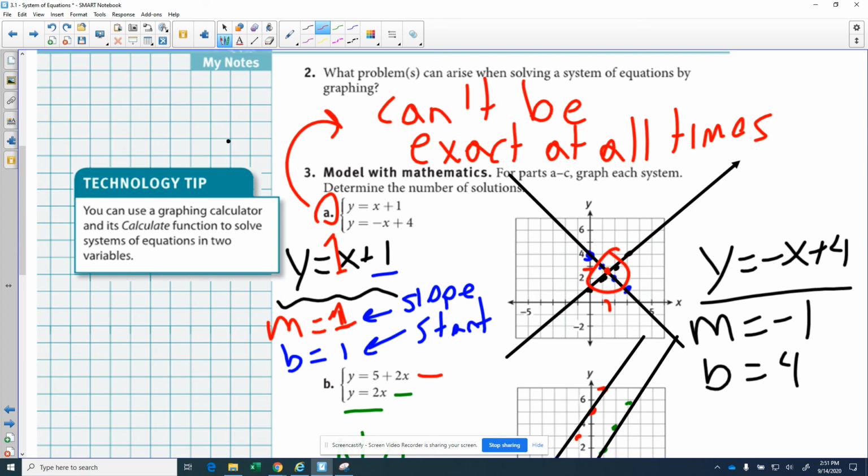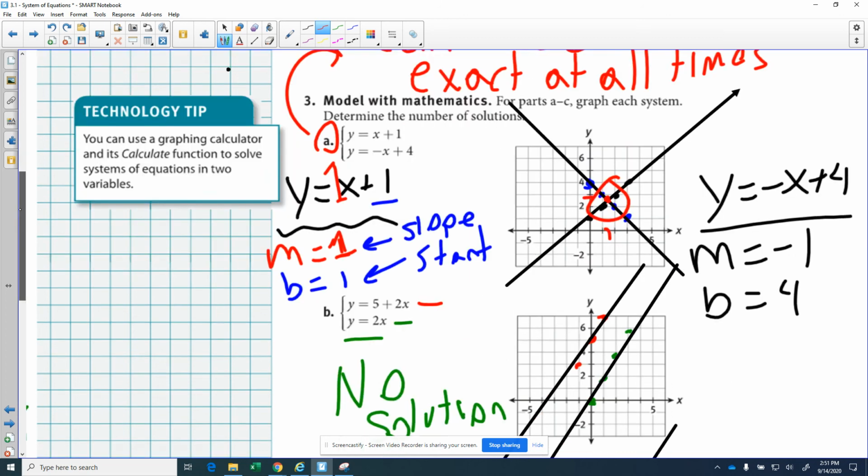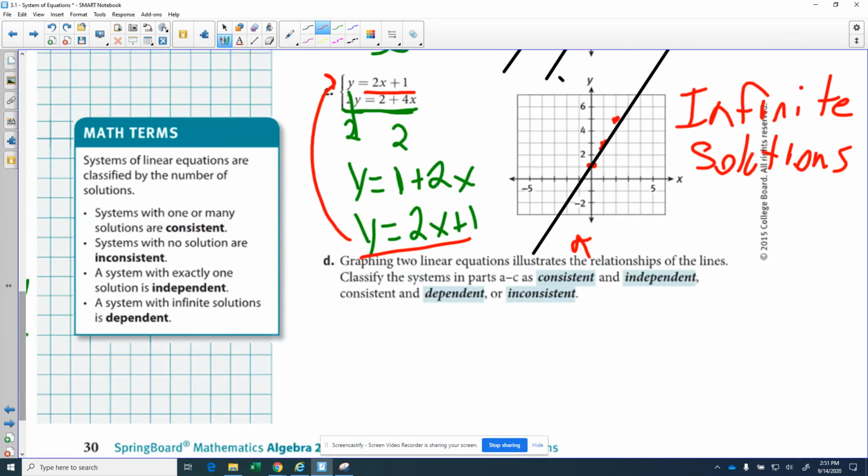So once again, this is one way to solve out a system. I could graph it out and see where the location of their crossing point is. However, when we do that, we run into issues. All right?